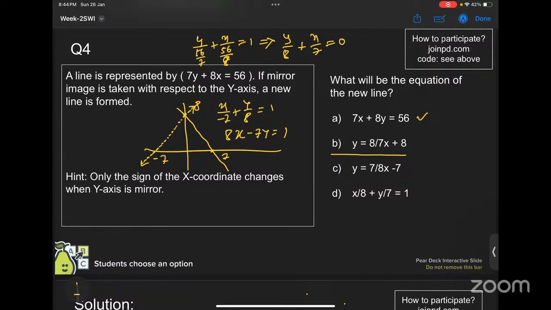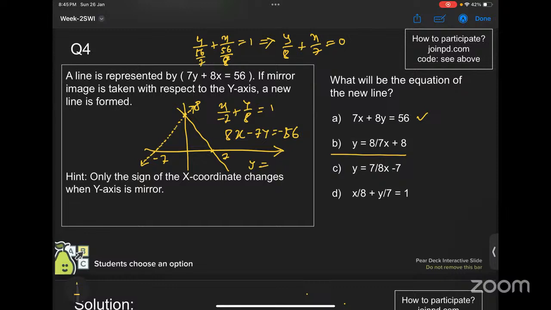8x minus 7. Oh yeah, right. Minus 56. So, ma'am, here the slope has the opposite sign, na? Yes, right. So, ma'am, whenever there is a reflection about the y-axis, the slope will change its sign, na? That's what I've said. Yes, yes. So the slope we can calculate as.